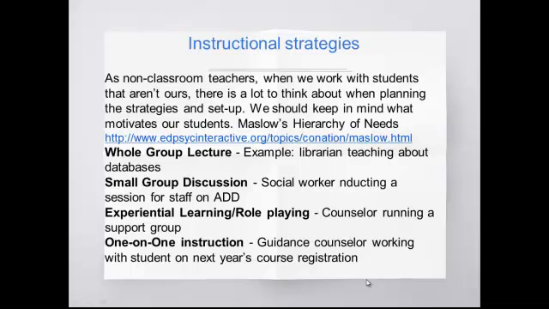With instructional strategies, because we're non-classroom teachers, we're working with students that aren't ours. We don't know them as well. There's a lot to think about when planning the strategies and the setup. We should keep in mind what motivates our students.